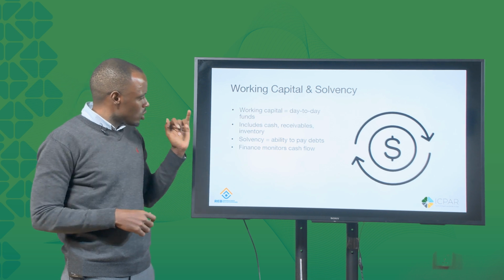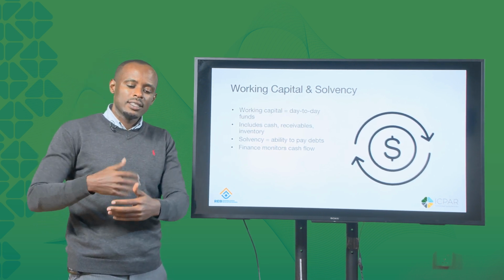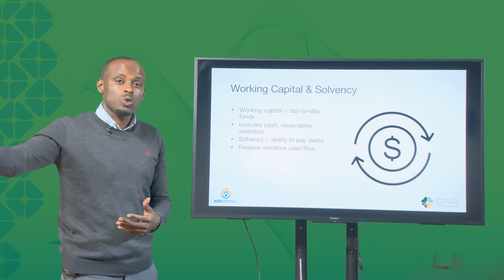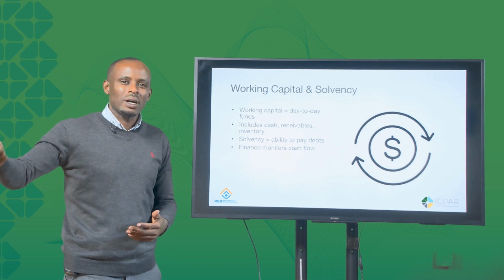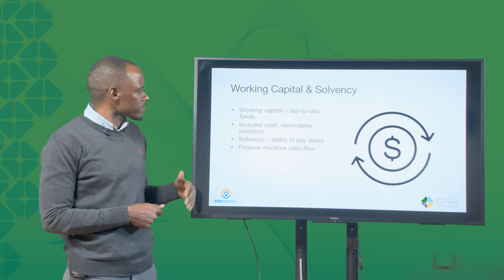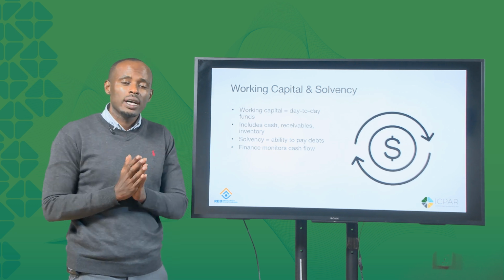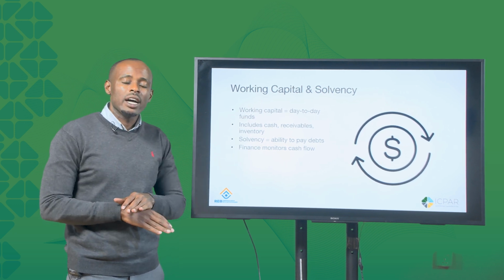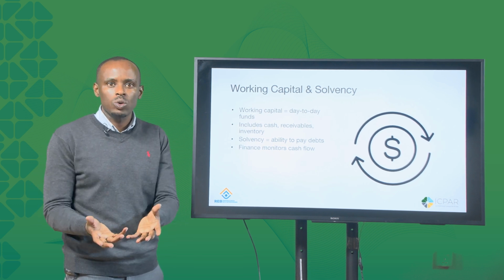Working capital includes cash, receivables. Receivables are basically money that your customers usually owe you. Maybe you've sold your goods on credit to a customer and they owe you that money. And then inventory. So a collection of those three is what we call working capital. And the common denominator among these three is they are liquid. They are either cash or you can easily turn them into cash.